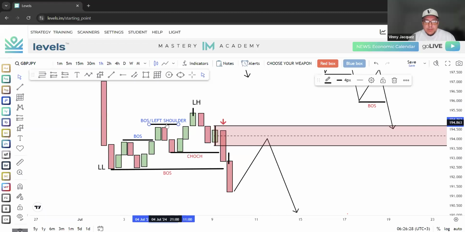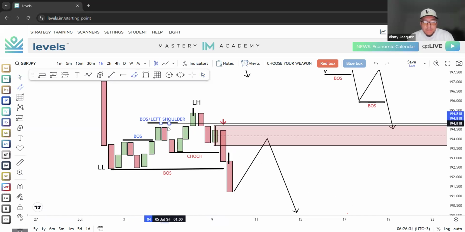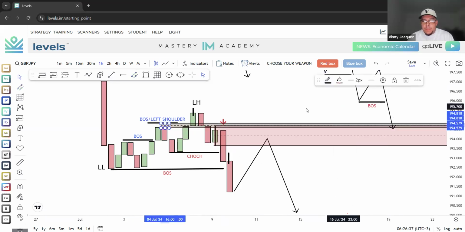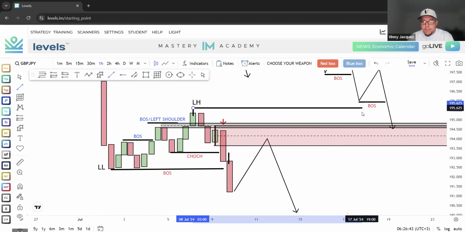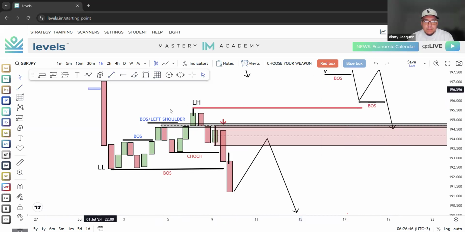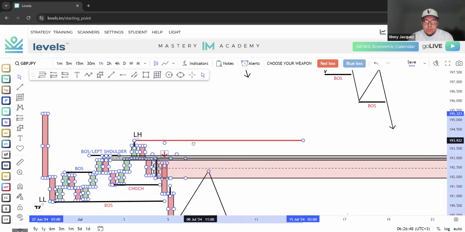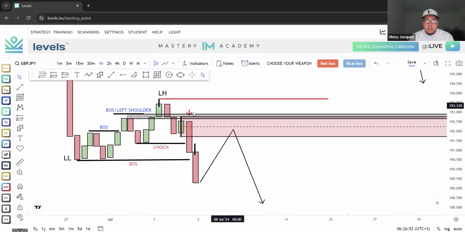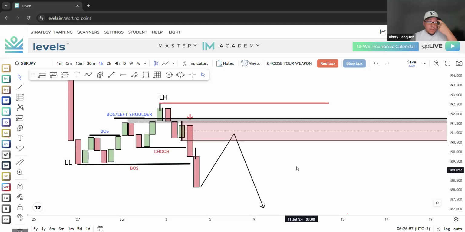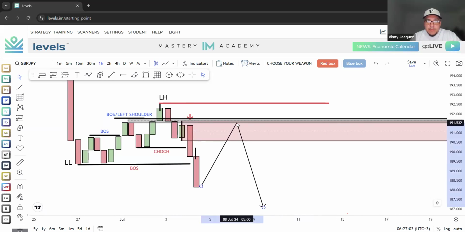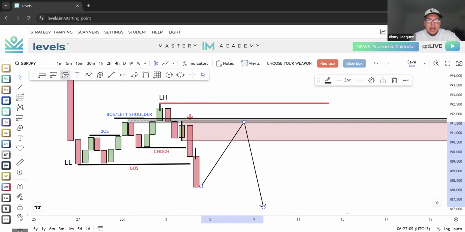So now look, this very last BOS before the change of character, that's my left shoulder. So I like to take trades off of here as well, right? With my stop loss above the high. Anytime market wants to come back within this starting point or even go up a little deeper into this right shoulder, guys, boom, I'm looking to take sells and my stop loss is at the high.